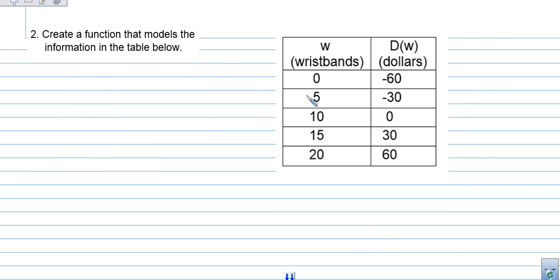Alright, next question. Question number 2. It says create a function that models the information below. Function, remember, is equation. And then it's linear. We'll notice that it's linear after we start doing the pattern.